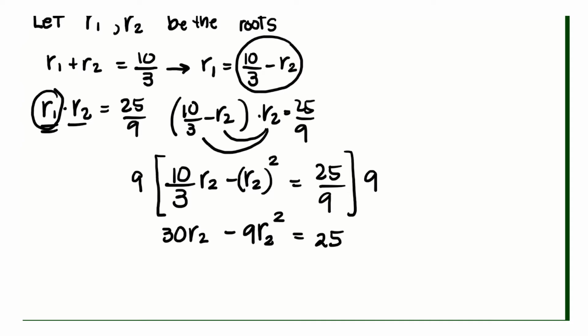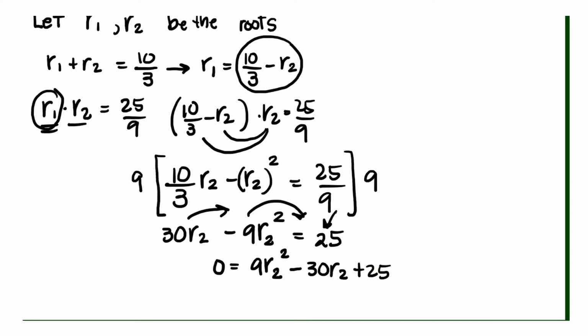Now let's move some expressions and let's make the R2 squared positive. So the left side becomes 0 when we transpose 9R2 squared to the other side, and 30R2, so from positive it becomes negative. The 25 was originally on the right side, so it will not change the sign. Then we just make it appear in such a way that the 0 is on the other side. That's basically writing this first and then equal to 0.